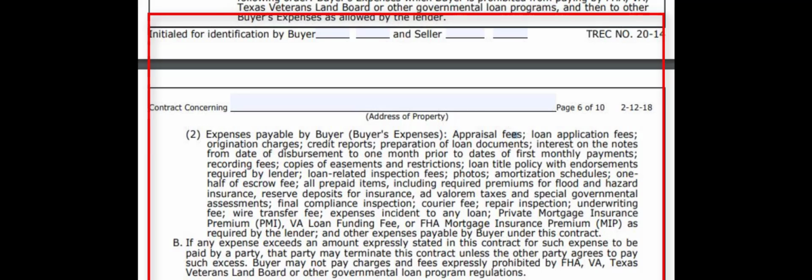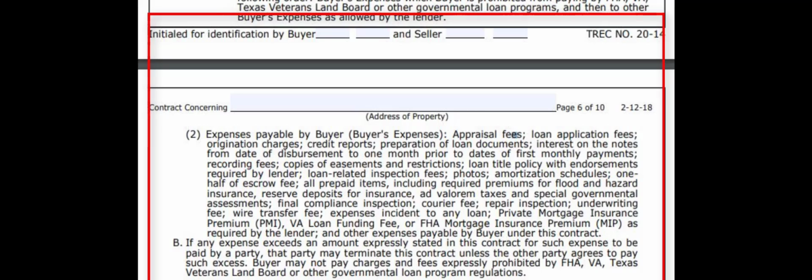Appraisal fees, loan application fees, origination charges, credit reports, preparation of loan documents, interest on the notes from date of disbursement to 1 month prior to dates of first monthly payments, recording fees, copies of easements and restrictions, loan title policy with endorsements required by lender, loan-related inspection fees, photos, amortization schedules, 1/2 of escrow fee, all prepaid items, including required premiums for flood and hazard insurance, reserve deposits for insurance, ad valorem taxes, and special governmental assessments, final compliance inspections, courier fee, repair inspections, underwriting fee, wire transfer fee, expenses incident to any loan, private mortgage insurance premium, VA loan funding fee, or FHA mortgage insurance premium, as required by the lender, and other expenses payable by buyer under this contract.